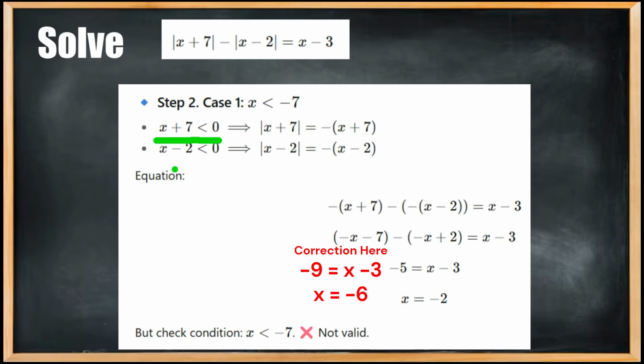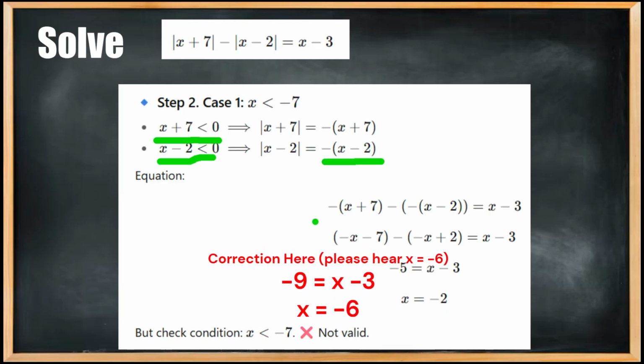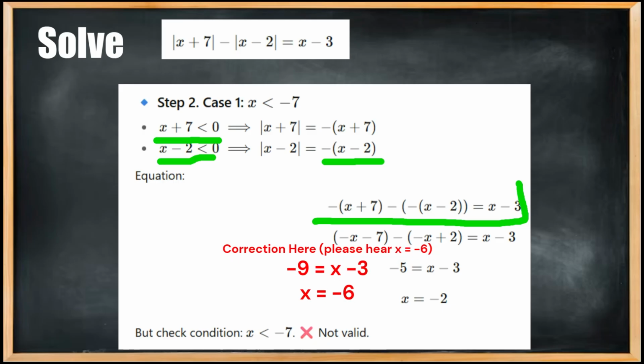Same, now consider x as less than -7, consider a value -8. So -8 minus 2 would be -10. So that is also less than 0, so it would also retain this negative sign, negative of x minus 2. Okay. Now replacing these with the absolute values, it becomes minus x plus 7 minus, and this becomes minus x minus 2 equal to x minus 3. So this is our equation after putting the proper values.